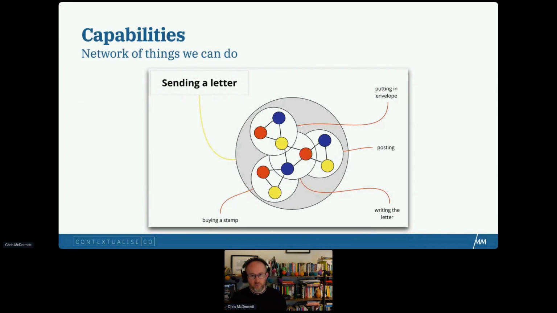And if we look at the simple example I've put on the screen here, we have the capability, or there is a capability, we may not have it, I assume we do, to send a letter. And there are certain things you need to be able to do to send a letter. Well, you need to be able to write a letter, put it in an envelope, buy a stamp, post it, and so on. These are all things we do that integrate together to give us this greater capability.